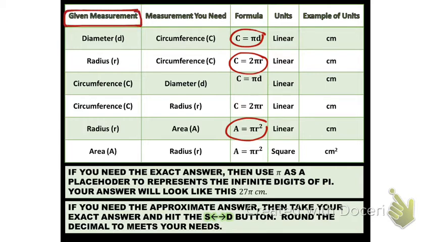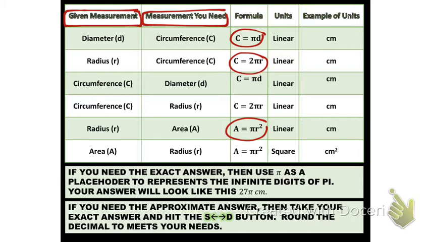So this chart, if you look at this column here, this is the measurement that you're given. So in the problem, it might say the diameter of a circle is 12. This column shows the measurement that you're looking for. Find the circumference. So when you're doing a problem, you want to find out which row of the chart matches the problem that you're doing. And when you look across the rows, you will see the formula that you need to use and what the units will look like.